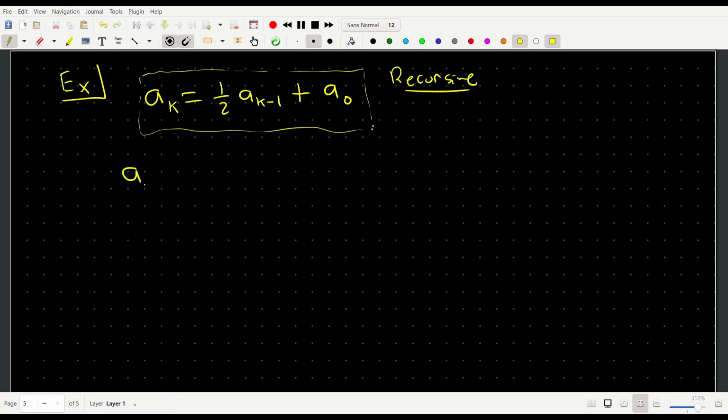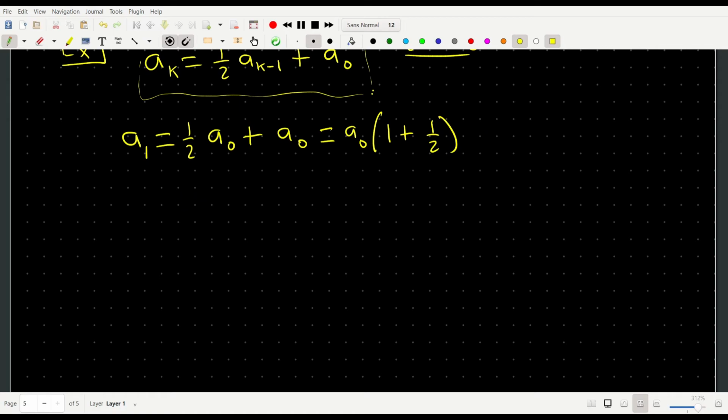So to do this, we know that a_1 is equal to 1/2 a_0 plus a_0, or a_0 times (1 plus 1/2). And I could simplify this 1 plus 1/2 to 3/2, but I'm going to leave it like this for now because I'm trying to illustrate something, specifically this relation to the geometric series.